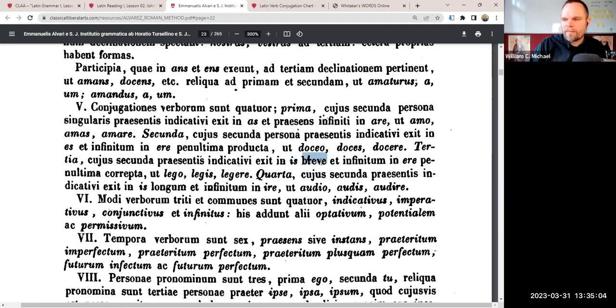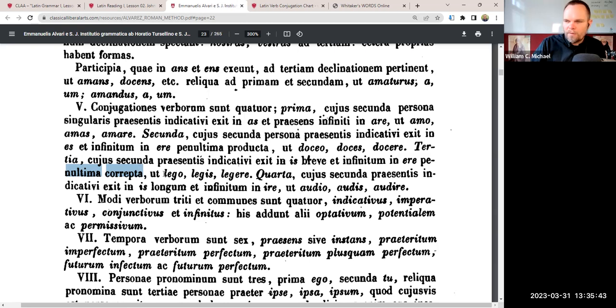That means short. So short is... And the infinitive ends in ere, penultima correpta. That means the second to last syllable is short, correpta. So the difference between the second and the third conjugation: they both end in ere in the infinitive form, but the second conjugation is long and the third conjugation is short. In the second conjugation, the e stays in the present tense forms. In the third conjugation, the e drops out of the present tense forms. So that's how we're going to notice the difference.